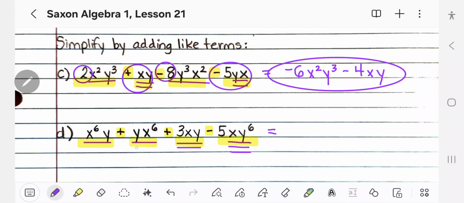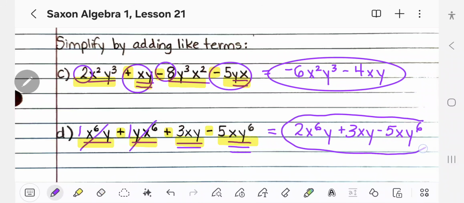So I'm going to combine these first 2, term 1 and term 2. I have 1 of them here and 1 more of them here, so I have a total of 2 of them. And then, so those are taken care of. I'm just going to bring over these terms because they don't have any like terms. And this would be your answer. 2x to the 6th y plus 3xy minus 5xy to the 6th.